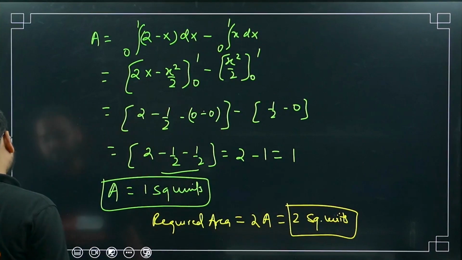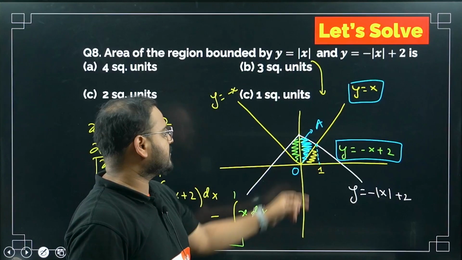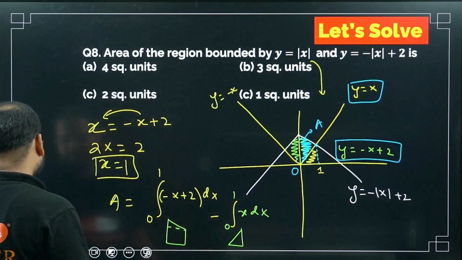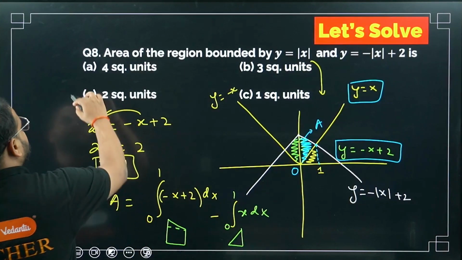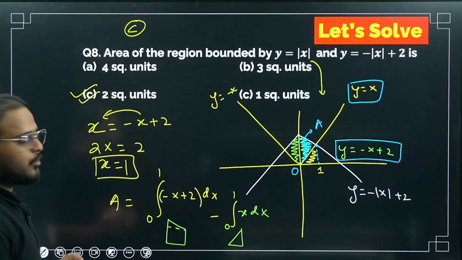My A value is 1 square unit. Okay. This blue part is 1 square unit. I want the full region, full shaded region. It will become what? 2. Option number C. Option number C. Please have a look. I hope this is visible.